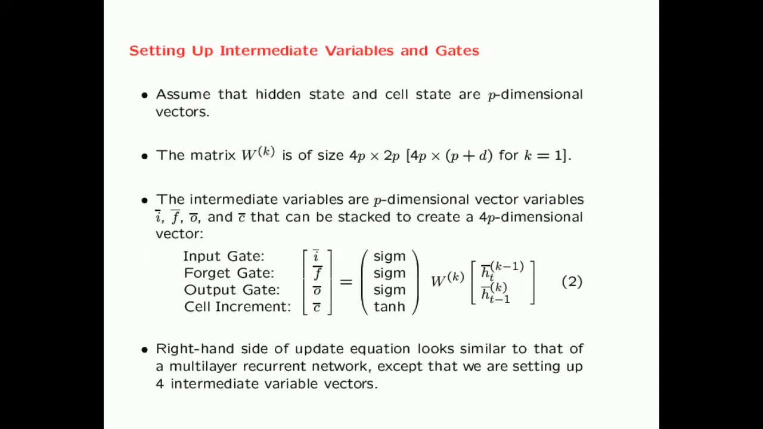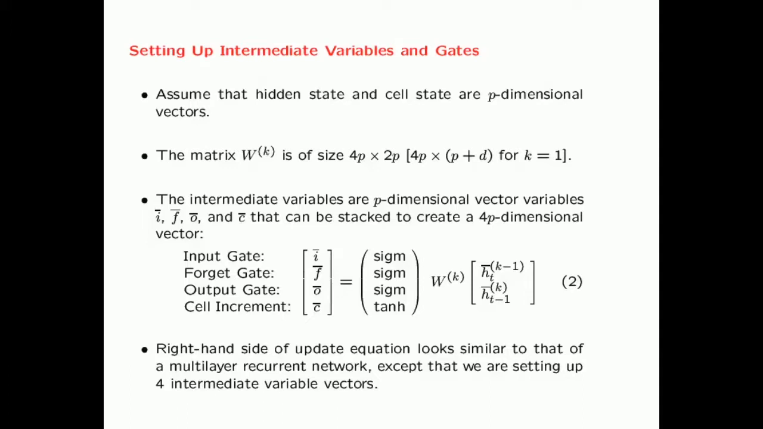3 of them, so 3p, so you divide into 4 parts of p dimensions each. So the first part is a set of p input gates. The second part is a set of p forget gates, which is denoted by f. The third part is a set of p output gates, and the fourth part is a set of p cell increments. So this C is what you're going to use to change the value of your long-term memory. So only the first 3 are really gates.